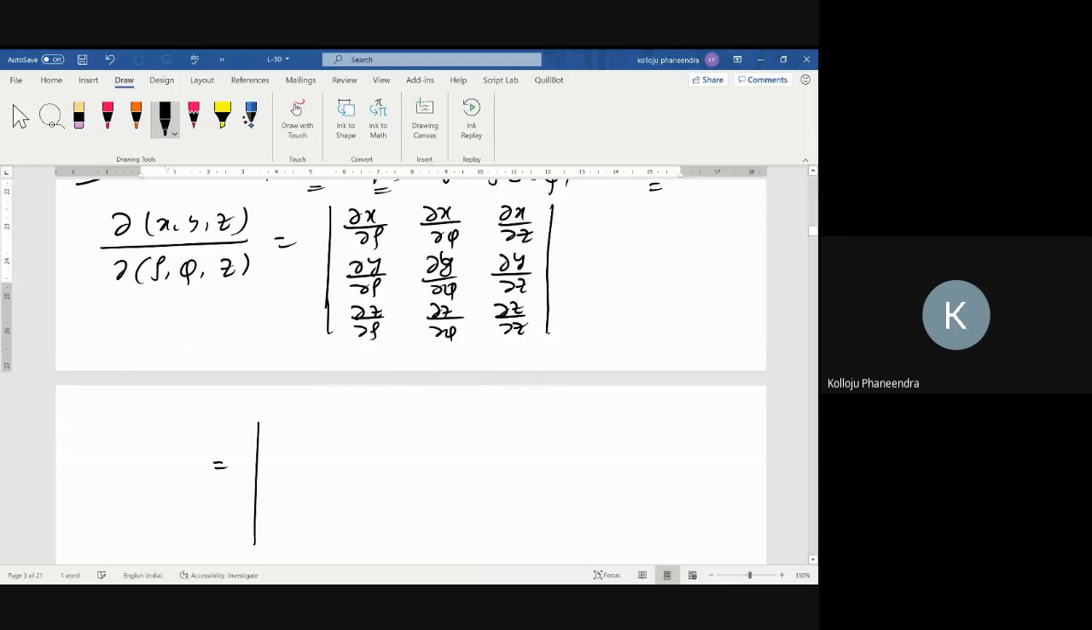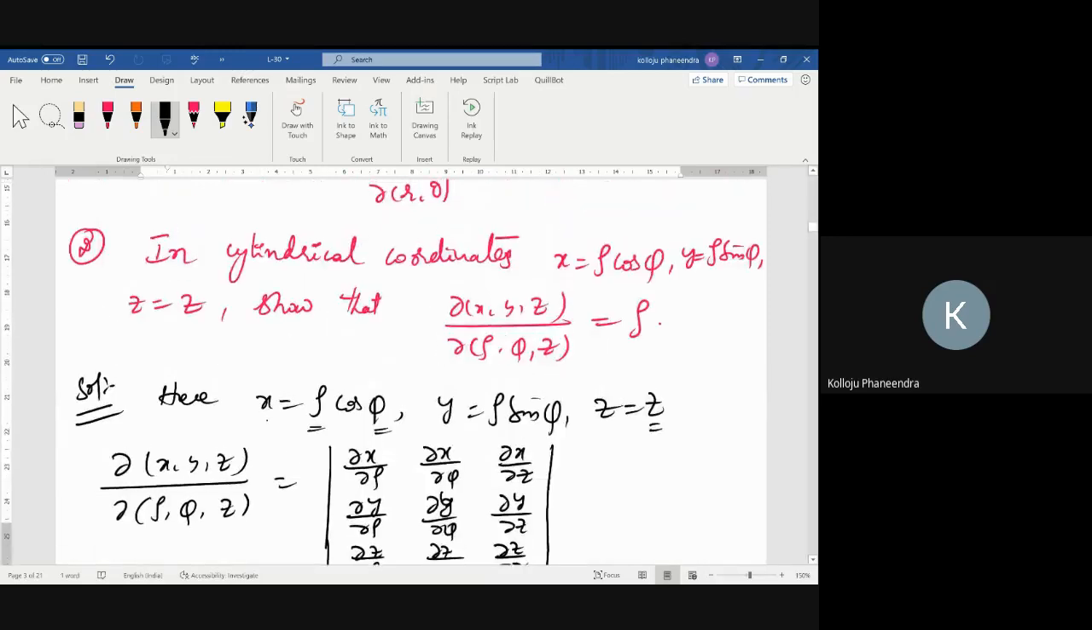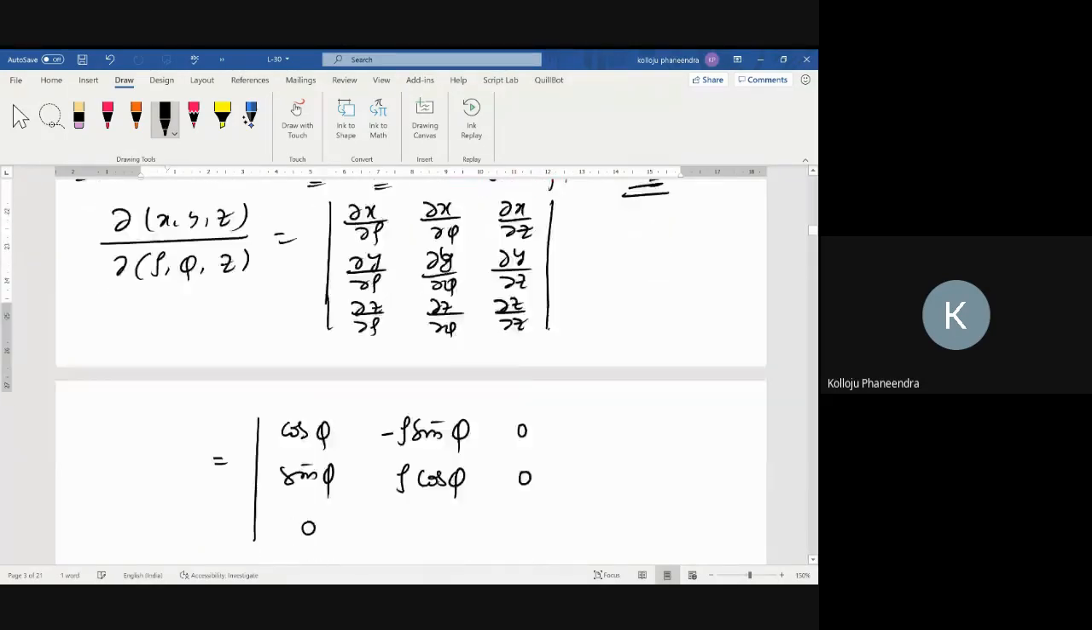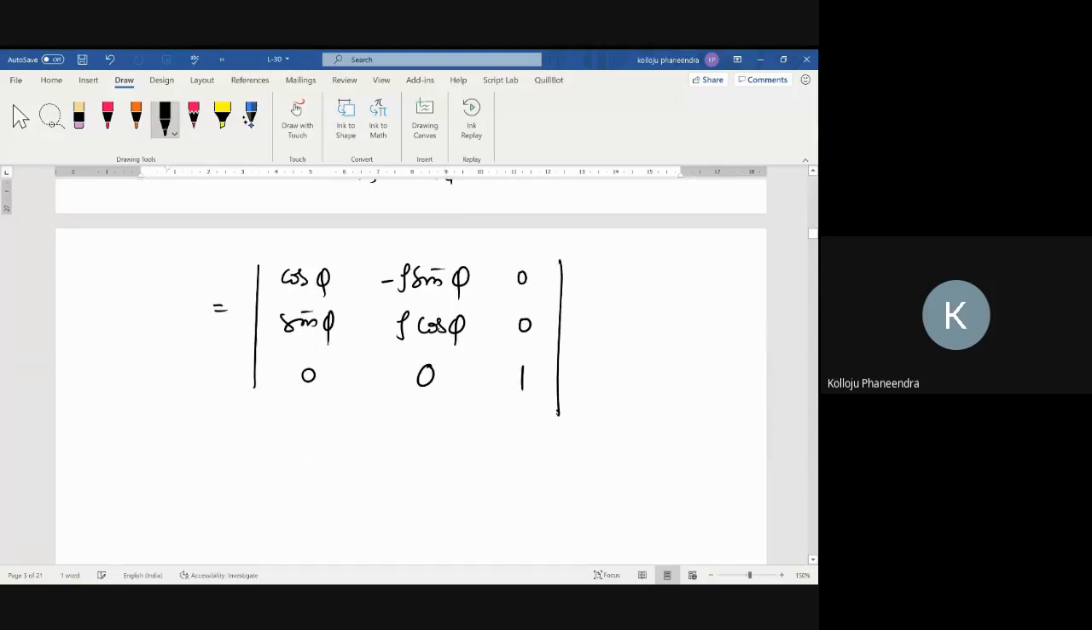Let me substitute. ∂x/∂rho: x equals rho cos phi, therefore this is cos phi. ∂x/∂phi is minus rho sin phi. ∂x/∂z: the z term is not there in x, so ∂x/∂z is 0. ∂y/∂rho: y is rho sin phi, so the rho derivative is sin phi. With respect to phi, the derivative is rho cos phi; z is not there, 0. Next, ∂z/∂rho: z is z only, so there is no phi, so 0, 0, and ∂z/∂z is 1.